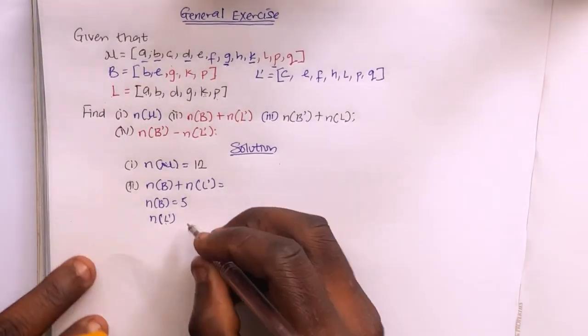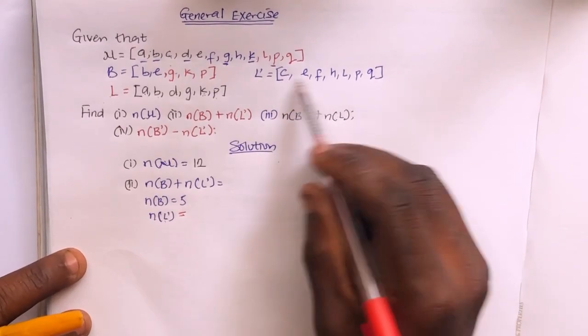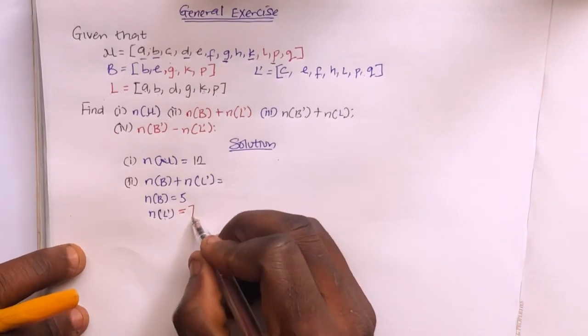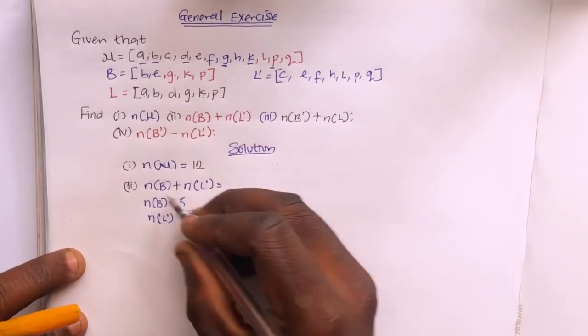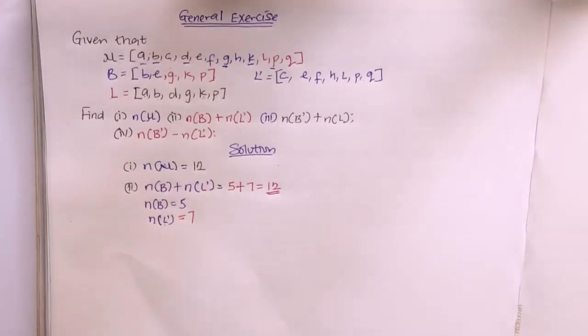So in this case, what's the cardinality of L complement? The cardinality of L complement means the total number of elements present in it: 1, 2, 3, 4, 5, 6, 7. So you're having 7. Therefore, the cardinality of B will be 5 plus 7, which equals 12. Very simple.